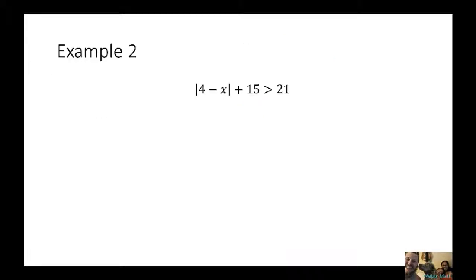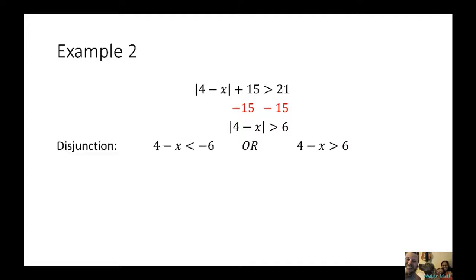Example 2. The absolute value of 4 minus x plus 15 is greater than 21. I'm going to go ahead and get rid of the plus 15. Again, I'm just trying to get the box all by itself. So I'll use the subtraction property. You should get the absolute value of 4 minus x is greater than 6. The box is all by itself. The absolute value is all by itself. Therefore, we can make our disjunction.